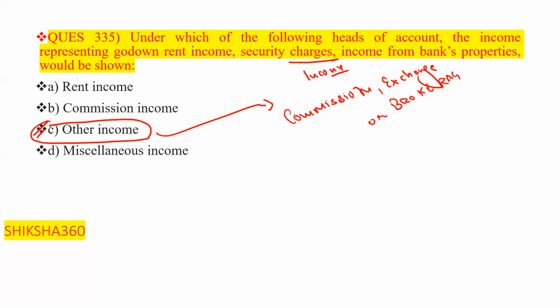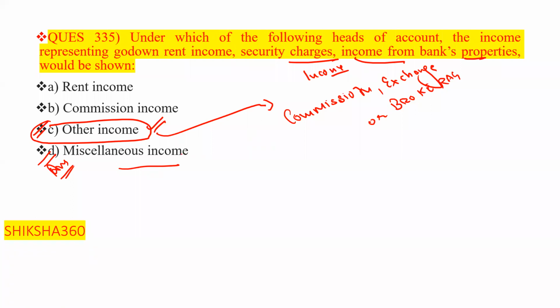Ground rent income shows that it is a rent, or income from the bank properties. So according to me the answer is option C, other income, because it is specially mentioned. But as per some students, in the book all these things are specially mentioned under miscellaneous income. So we can go with option D also, but C is also correct, because it is part of other income.